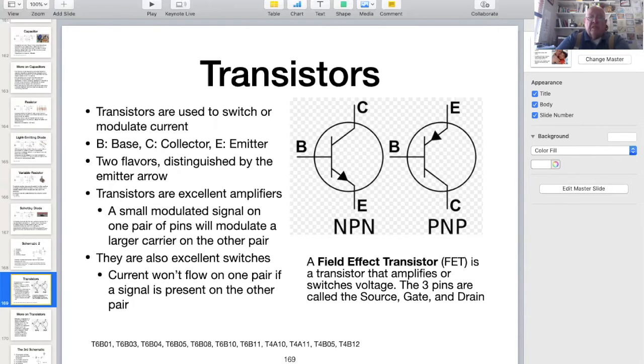Transistors are amazing little devices. They can function as a switch, they can modulate a signal, and they are excellent amplifiers. Transistors are made up of 2 slices of silicon interspersed with a different type of silicon.